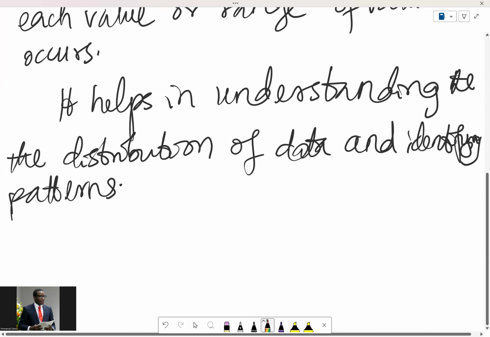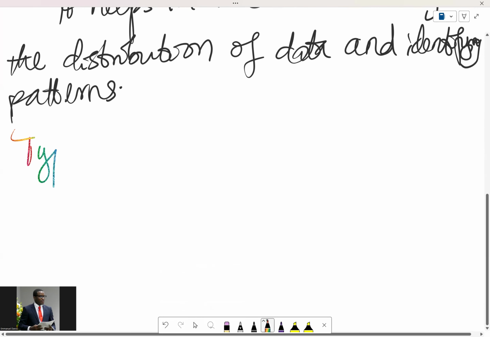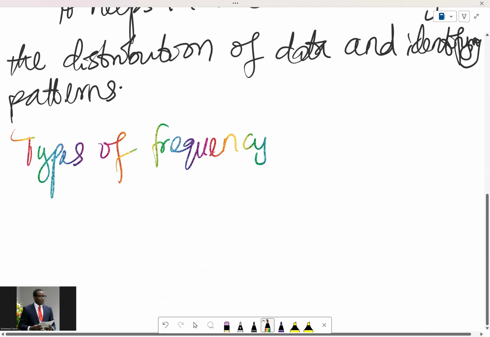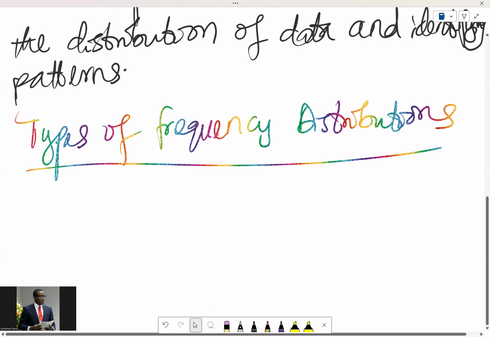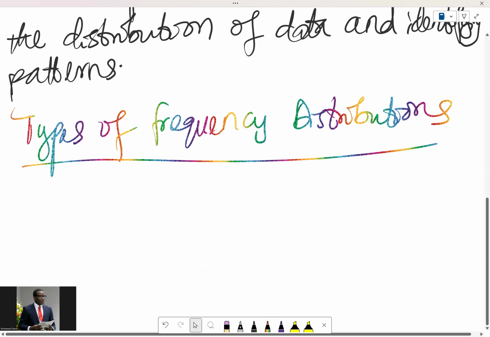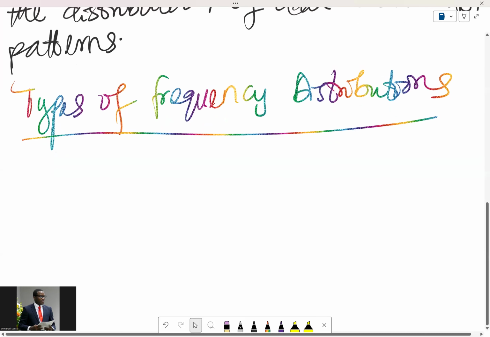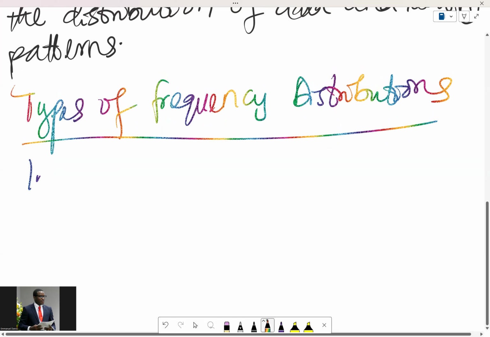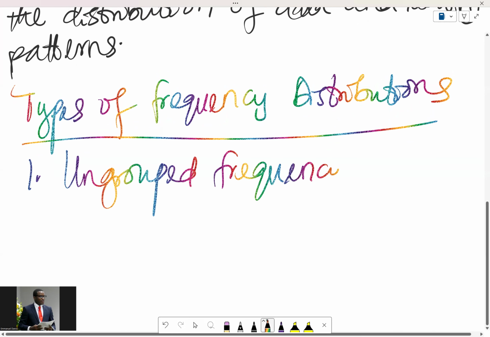All right. So that takes us to types of frequency distributions. We have encountered this a lot of times before now, and that is why I feel this particular topic should have been treated immediately after data collection and sampling, before measures of central tendency or location. So types of frequency distributions. First of all, we have the ungrouped frequency distribution.